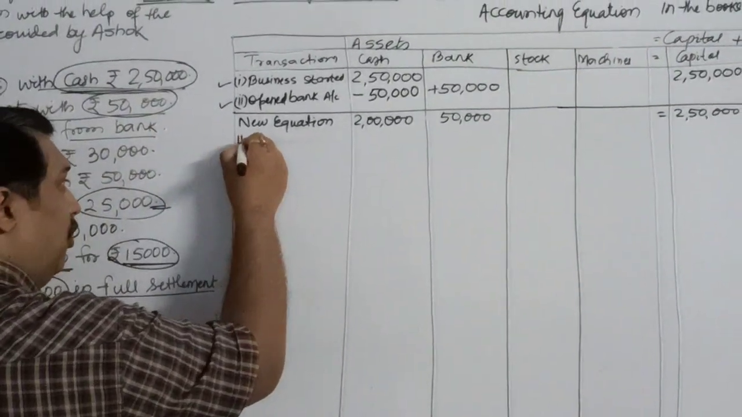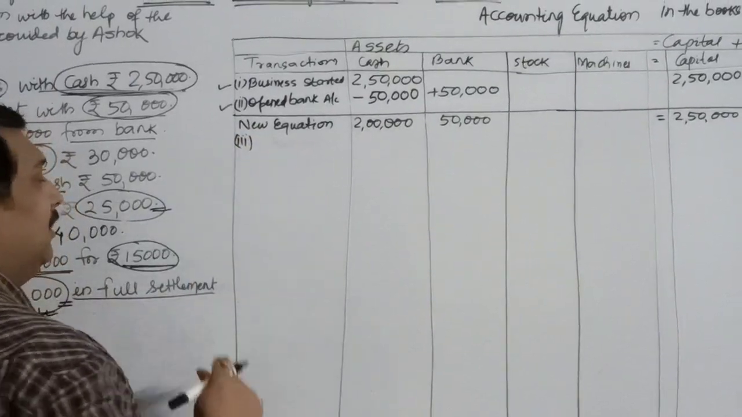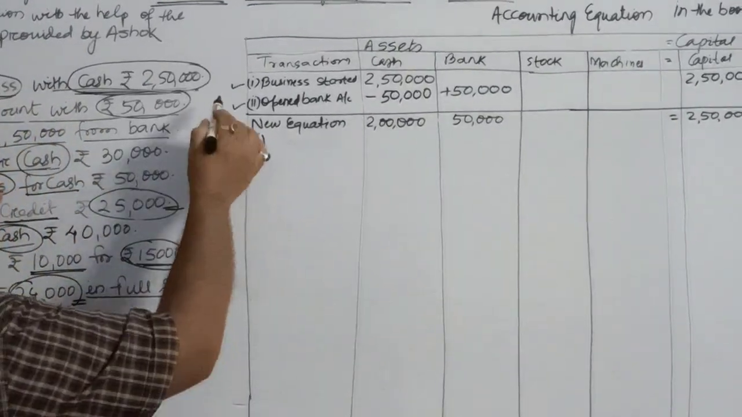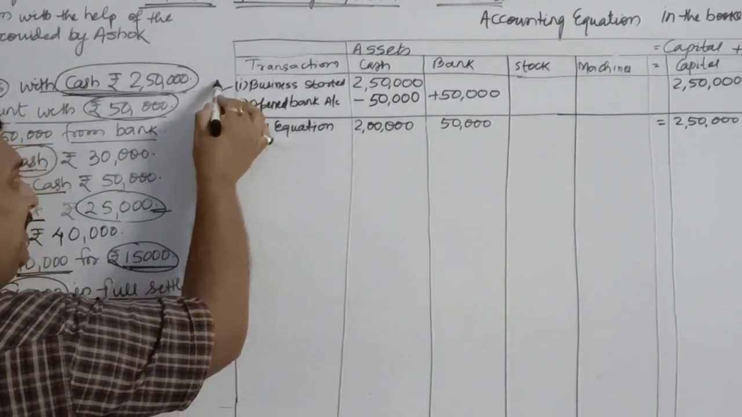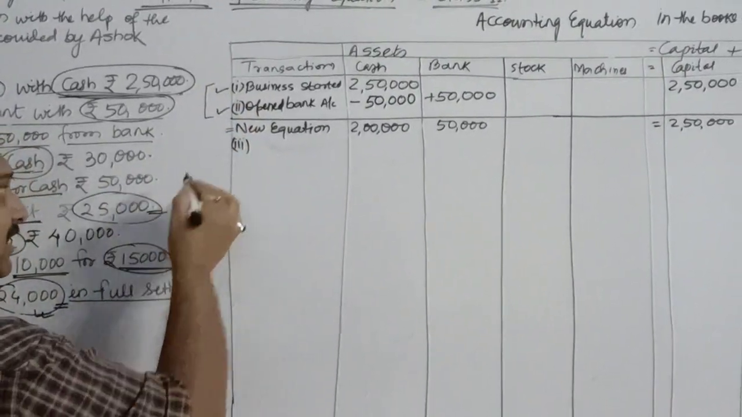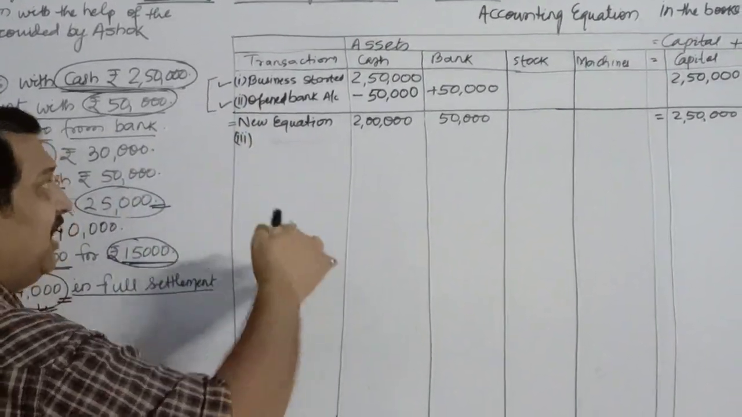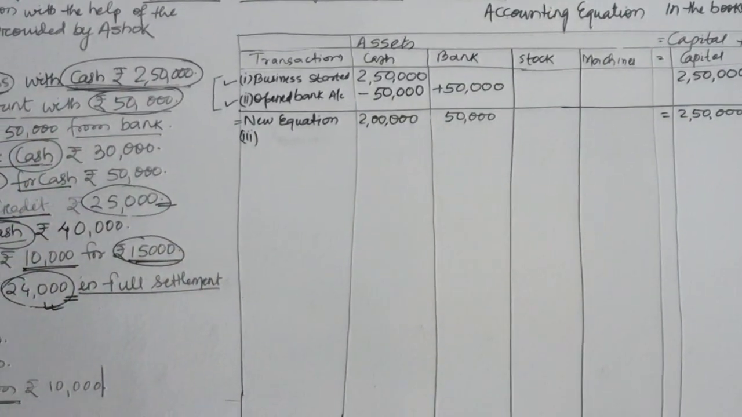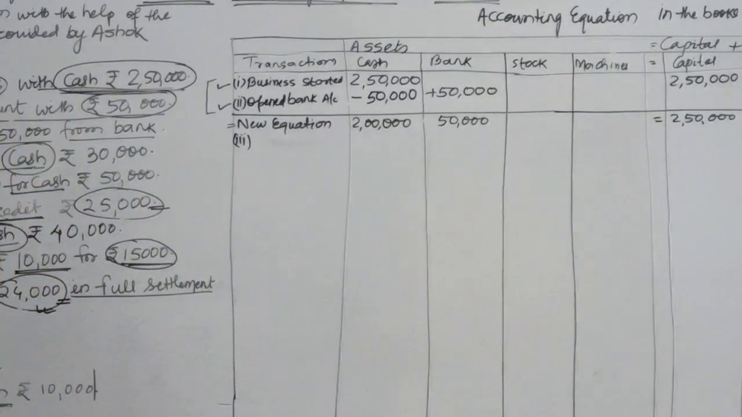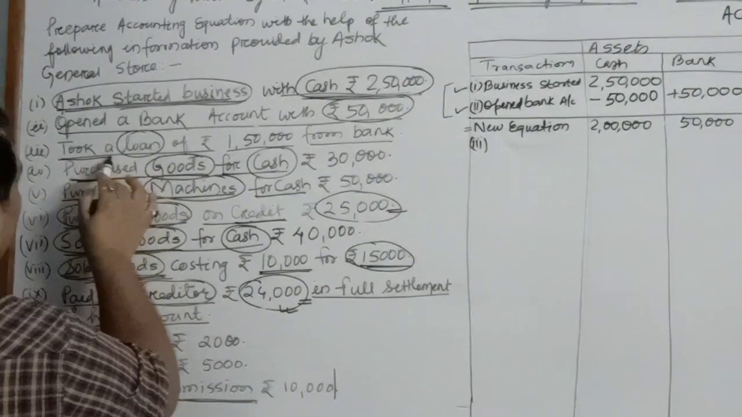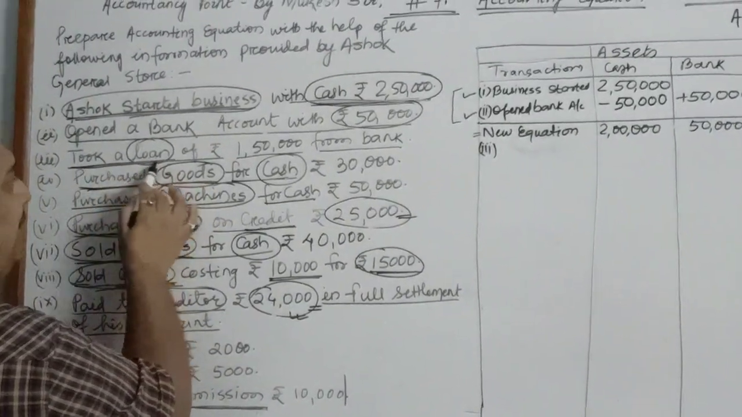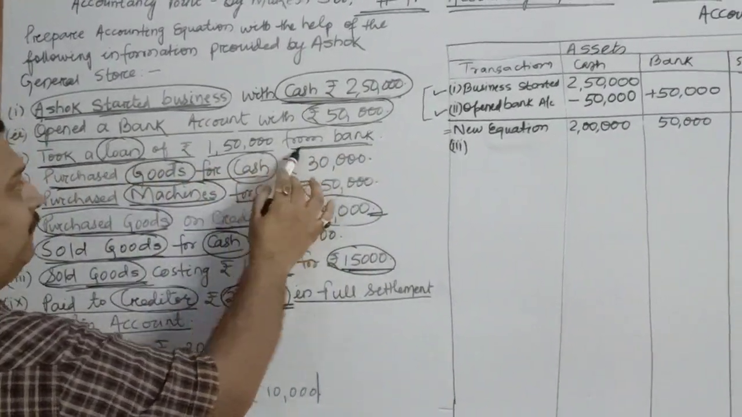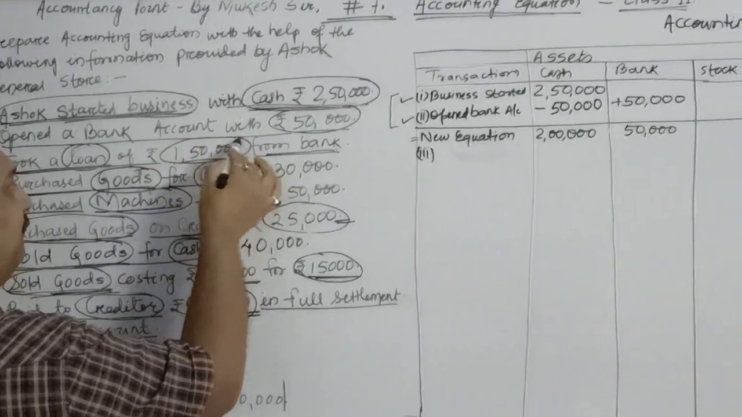Now we will record the third transaction. Remember, once again I repeat, first the new equation should be after the first two transactions, and then after each transaction you are supposed to calculate the new equation. What is the third transaction? Third transaction is you have taken a loan from the bank for rupees 1,50,000.